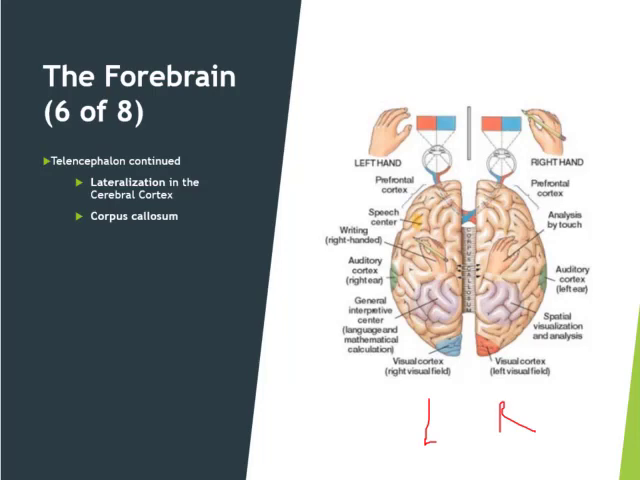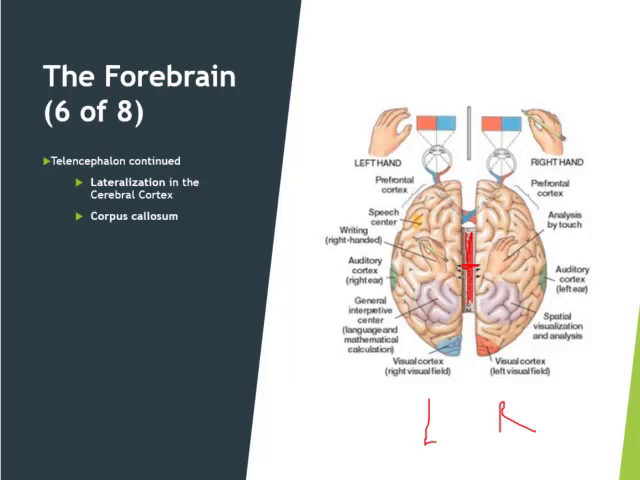Certain functions are lateralized, meaning that they are controlled by one side of the brain. So the cerebral cortex is what we see on the outside here. It's connected by the corpus callosum, which is this dense bundle of fibers in the middle, and that carries information from the right to the left and vice versa. The left hemisphere analyzes information from the right. The right hemisphere analyzes information from the left.